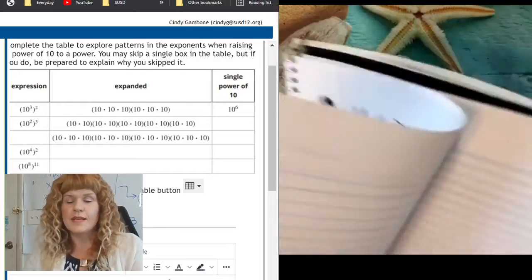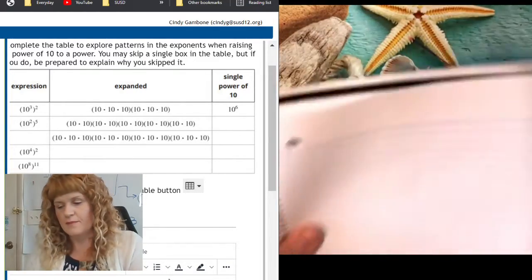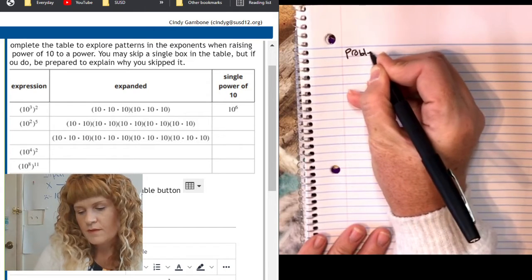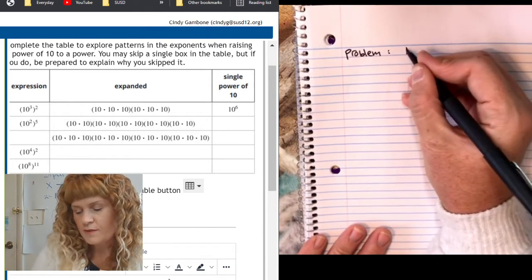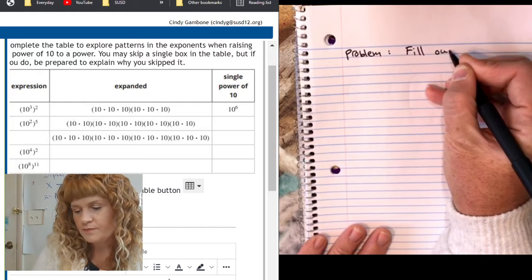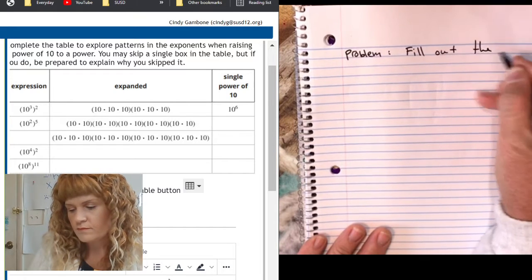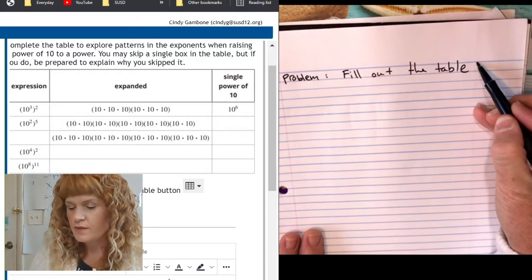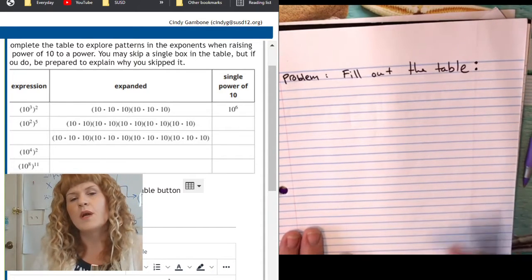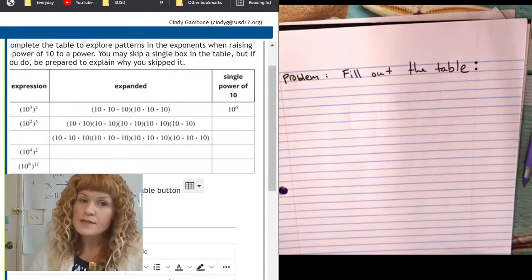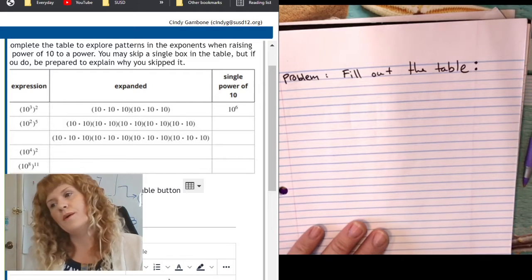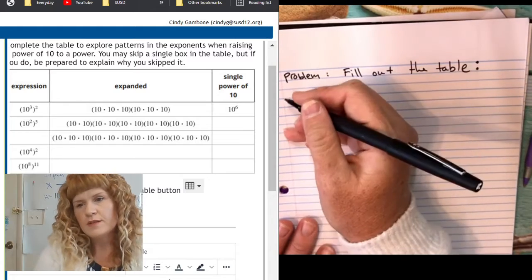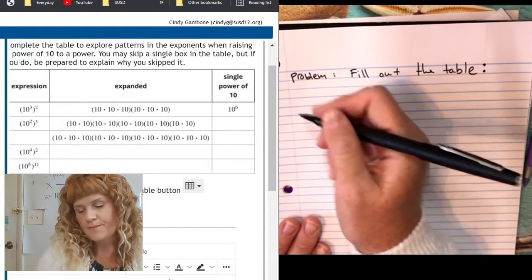Now let's do the table that is in our assignment. The problem says to fill out the table. And I want you to do it on paper, but you also have to do it in the computer. So how are you going to manage this? Go ahead and do this out on paper first.